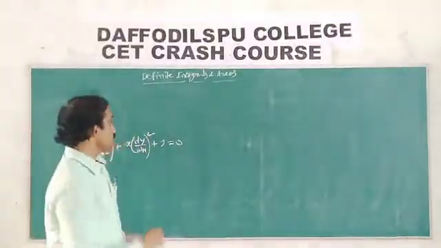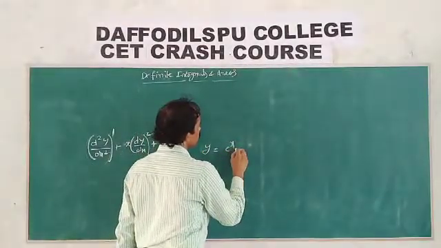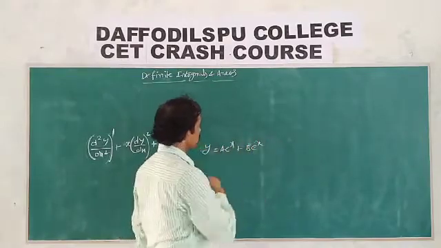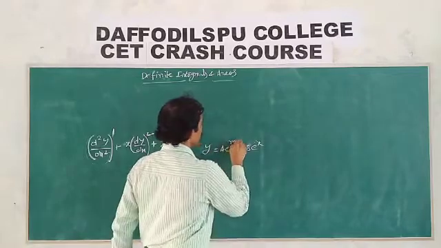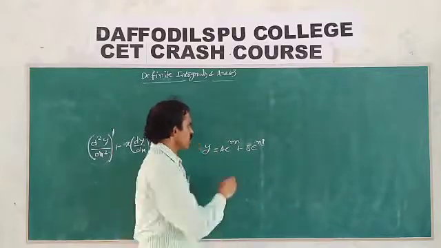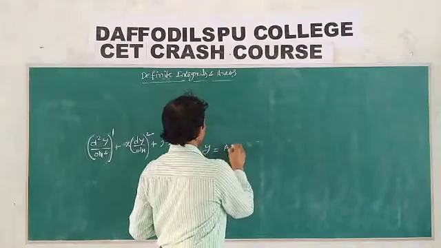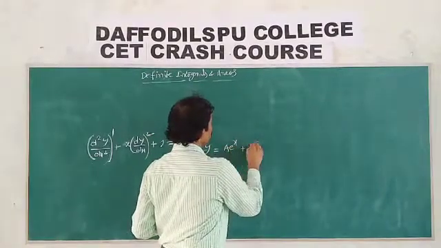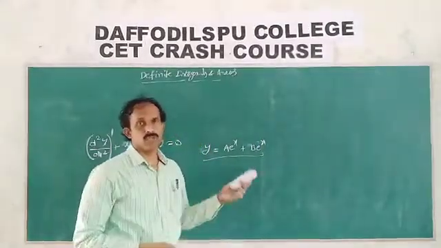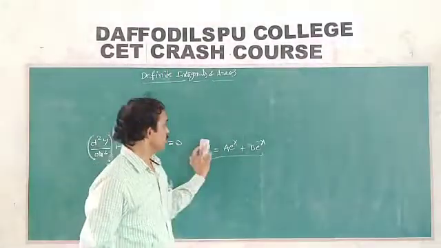Next, suppose in the function a into e power x plus b into e power x, or e power mx. Clear? So, the number of constants: how many arbitrary constants are in that equation? We will differentiate the given function that many times. That is our concept.